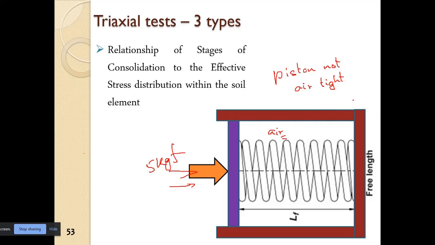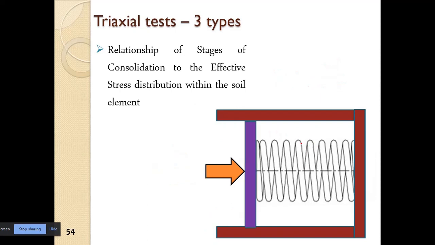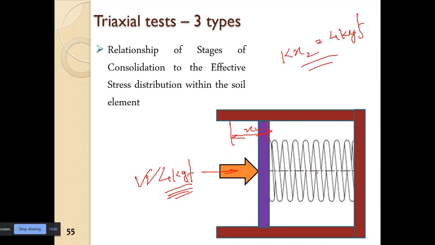So when we apply this force, air will escape from the various small openings wherever it is available, and from the side of the piston, wherever it can escape, it will escape. And the spring will get compressed. The basic thing is that the spring will take the load, whatever load is being applied, that load will be taken up by the spring.